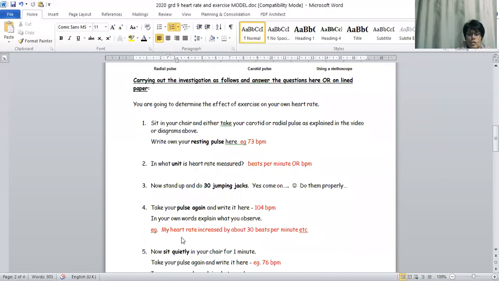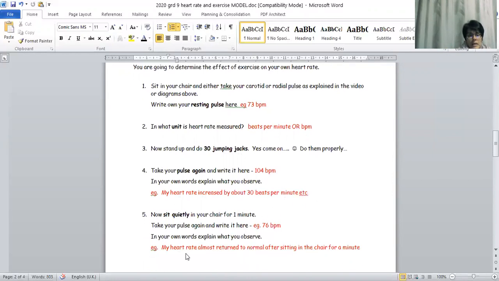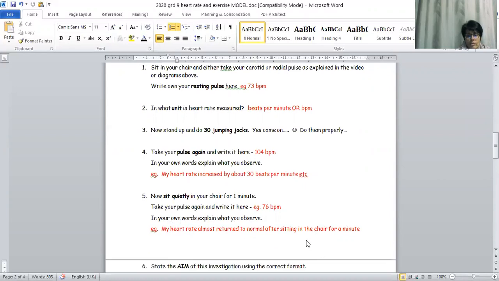What does this mean? What do you observe? My heart rate increased by about 30 beats per minute. Then you have to sit quietly in a chair for a minute, take your pulse again and write it here. So maybe it went down to 76 beats per minute, or maybe it didn't go down as much. It depends on the person. What did you observe? Write in your own words. My heart rate almost returned to normal after sitting in a chair for a minute.